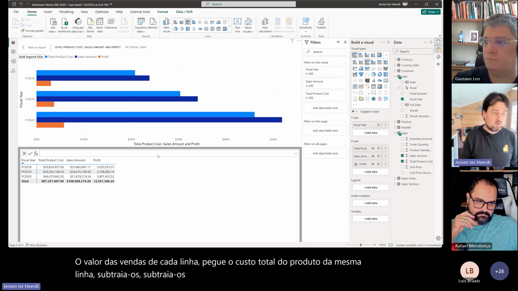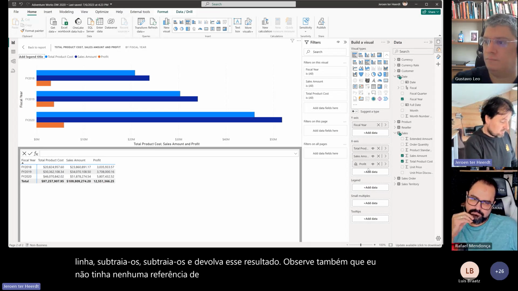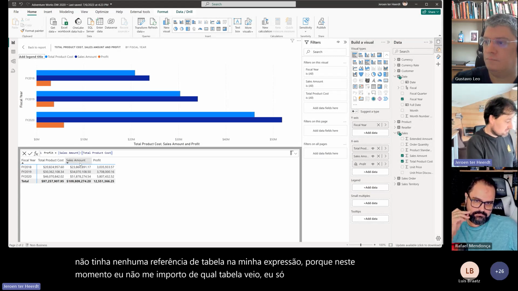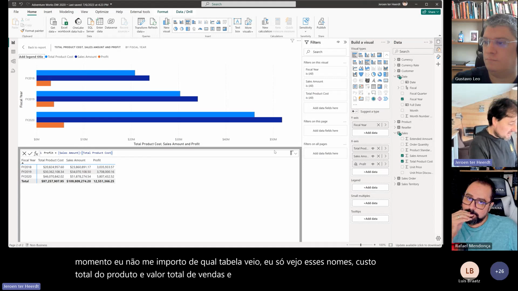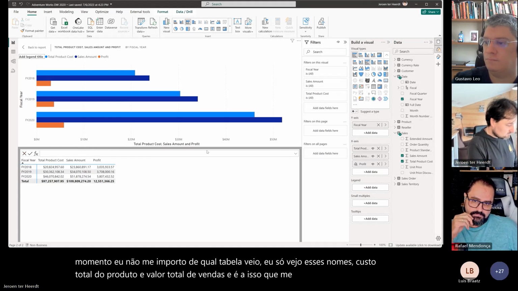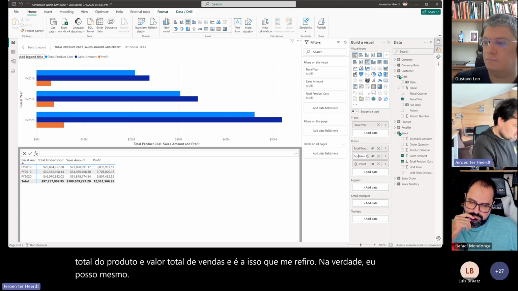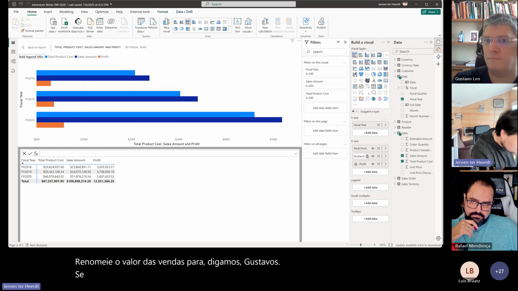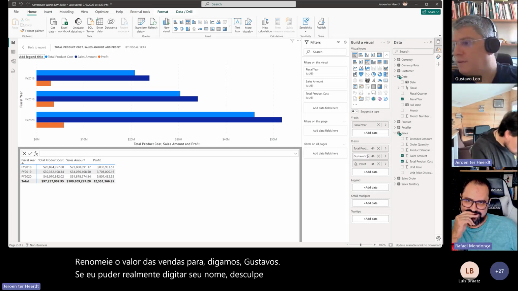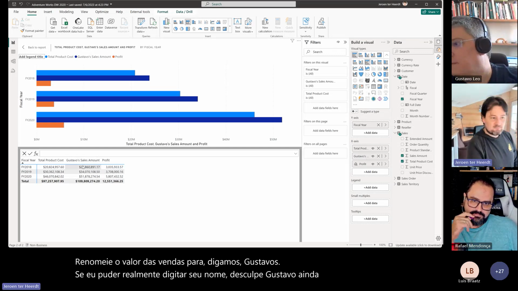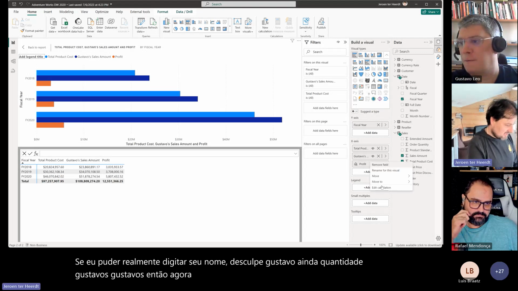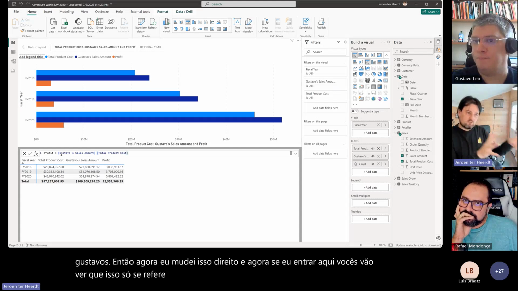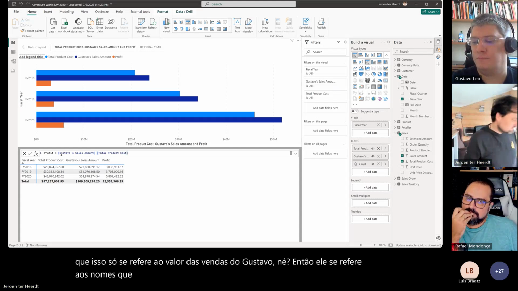Also notice I didn't have any table references in my expression, because at this point I don't care which table it came from. I just see these names, total product cost and sales amount, and that is what I refer to. In fact, I can even rename the sales amount to say Gustavo's sales amount. So now I changed it, and if I go in here, you'll see that this only refers to Gustavo's sales amount. So it refers to the names that you're seeing here. It's very visual. Great. Cool.